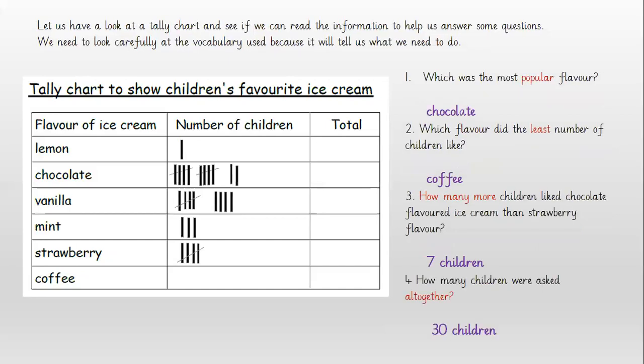Then my fourth question is, how many children were asked all together? And what does all together ask us to do? It's asking us to count all the children together. When I count it up, I see I've got 30 children who were asked all together.